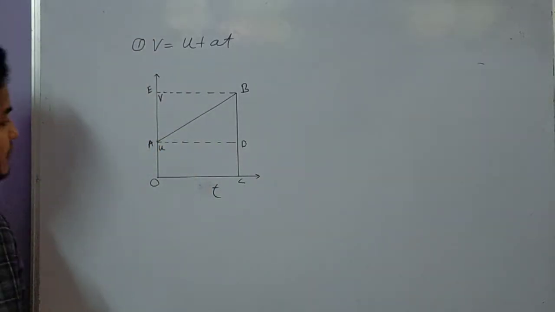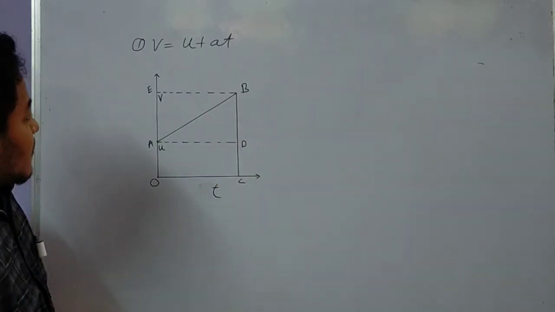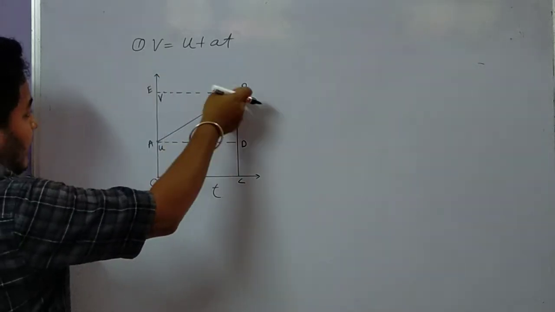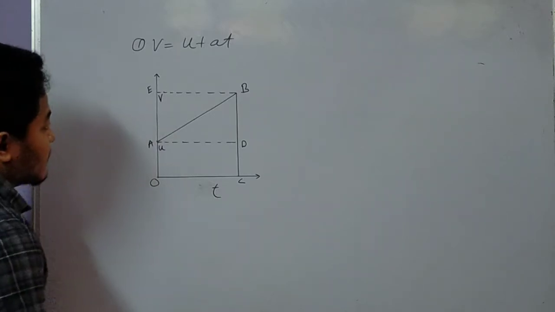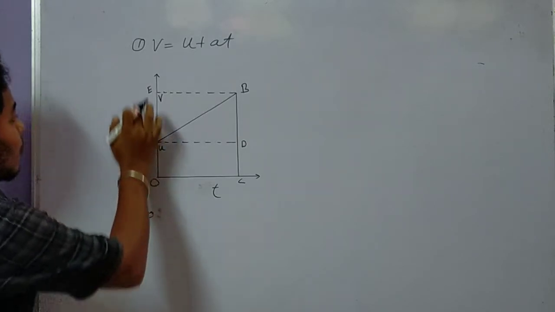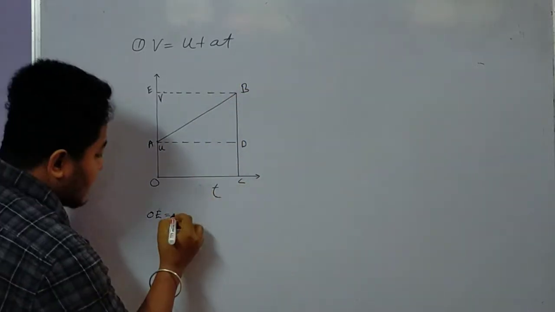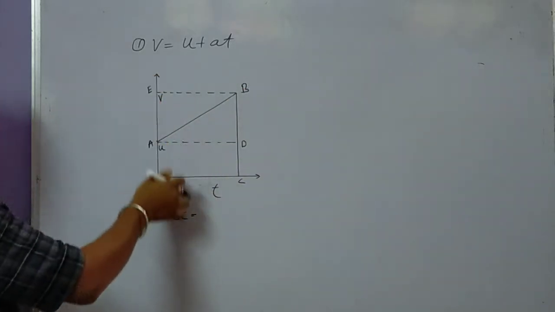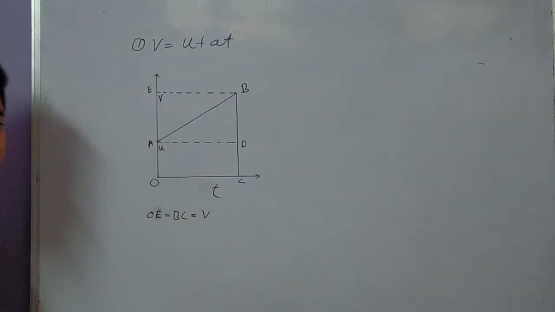So in this case, I can do one thing. From this diagram, I can make an assumption from here. As you can see, OA and BC are similar. That means you can write from the above diagram OE is equal to BC. What is OE now? OE is the final velocity. So you can write OE is equal to BC is equal to the final velocity. Have you got this point?